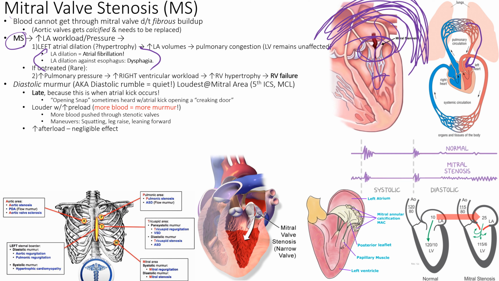So that's the idea behind left atrial enlargement, extra left atrial pressures, okay? If not treated, it can lead to RV failure, but the first thing you're going to get is increased left atrial pressures, increased lung pressures, and difficulty breathing. And then that's going to start leading to left heart failure symptoms, right? So is this a systolic or diastolic murmur?